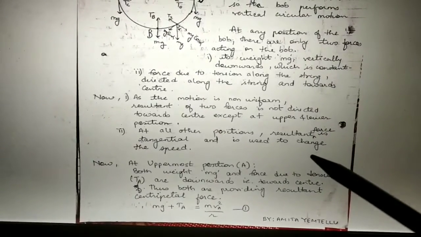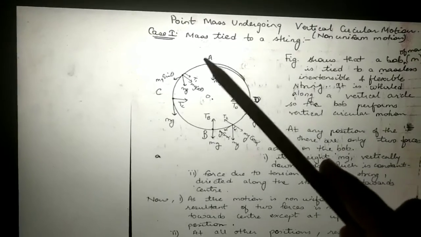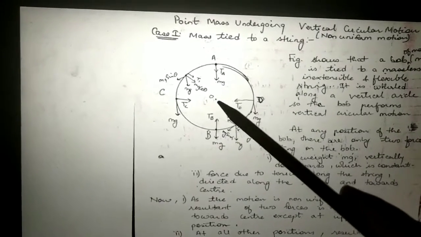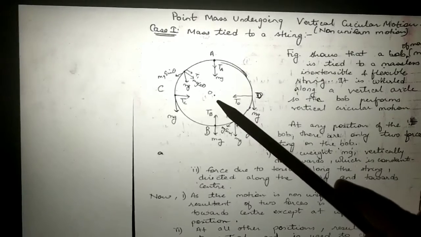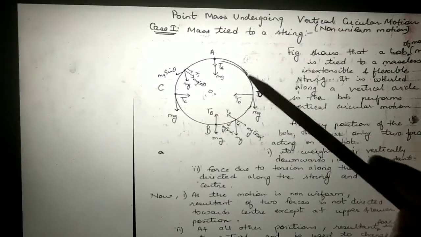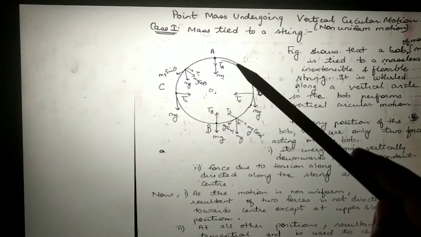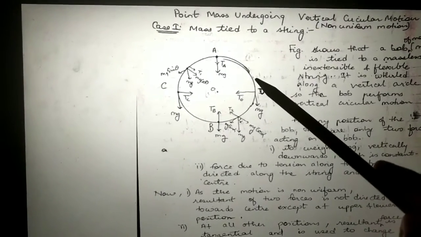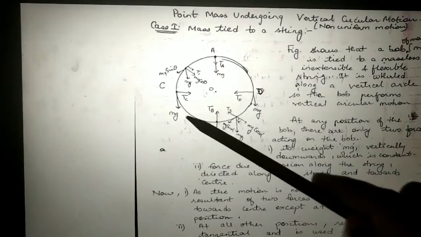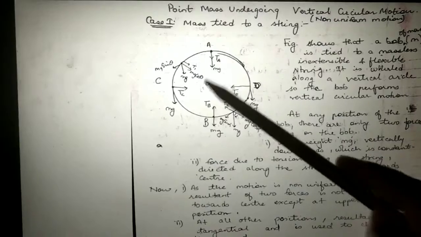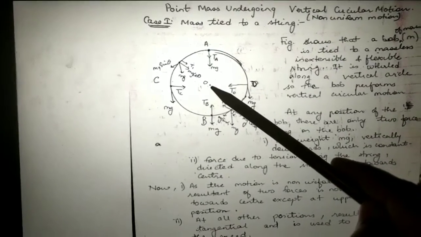So the resultant of the 2 forces will not be directed towards the center except at the lower and upper positions. Means whatever the net force is due to these forces, only at these 2 positions will the net force be directed towards the center. At all other positions, the net force will be directed in some other direction.